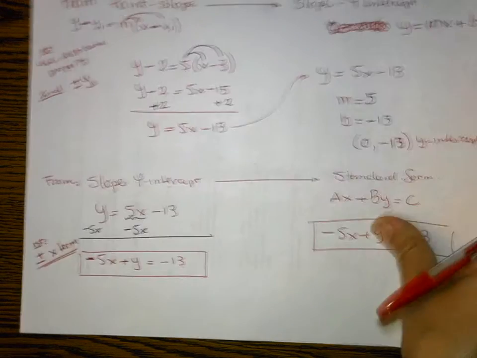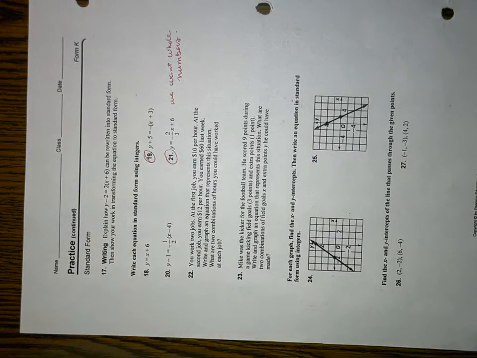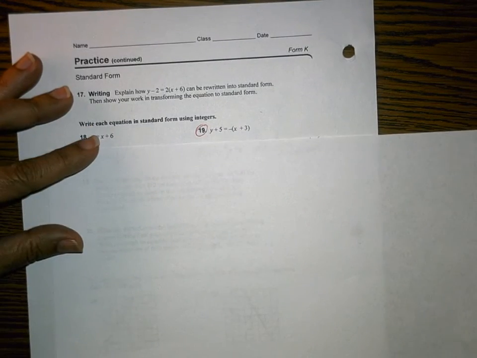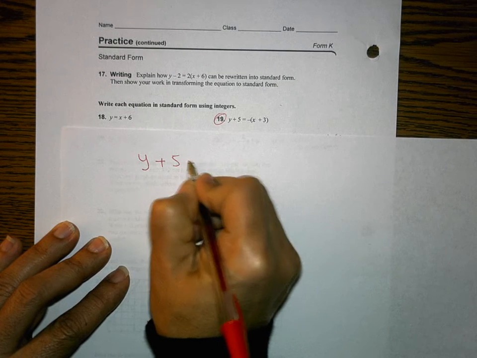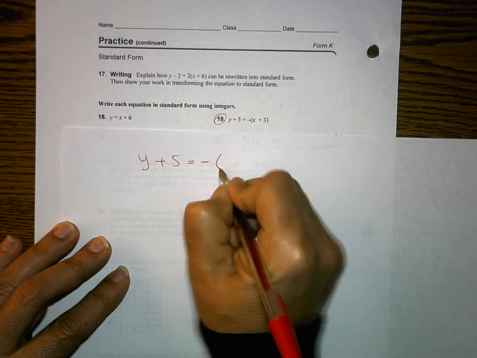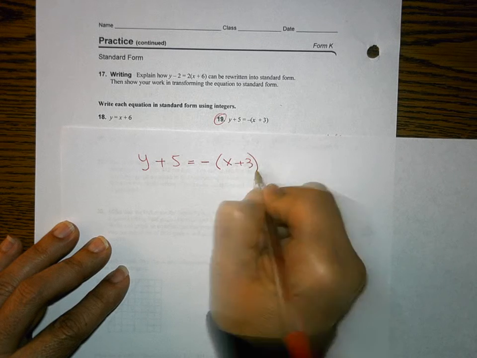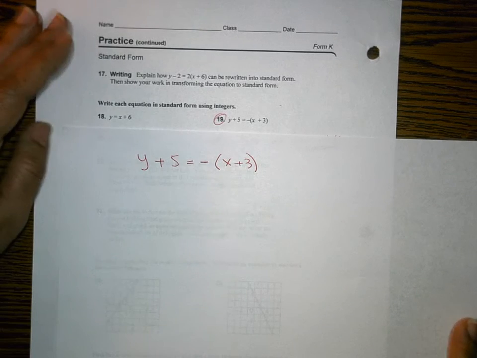All right, so let's see here. We have number 19, and now we can do number 19. Number 19 says y plus 5 equals negative, open parenthesis, x plus 3. Why don't we go ahead and talk about this equation before we start solving?